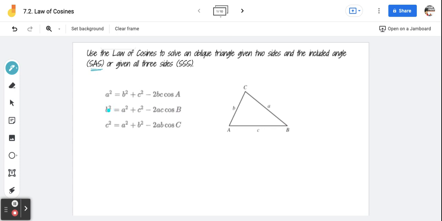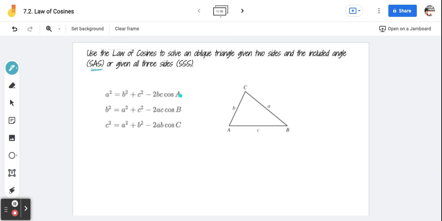For example, if B is the side I'm trying to find, then this is going to be A squared plus C squared minus 2AC cosine of B, always the angle across from the side. C squared equals A squared plus B squared, the other two sides, minus 2AB cosine of C, because C is the angle across from side C.